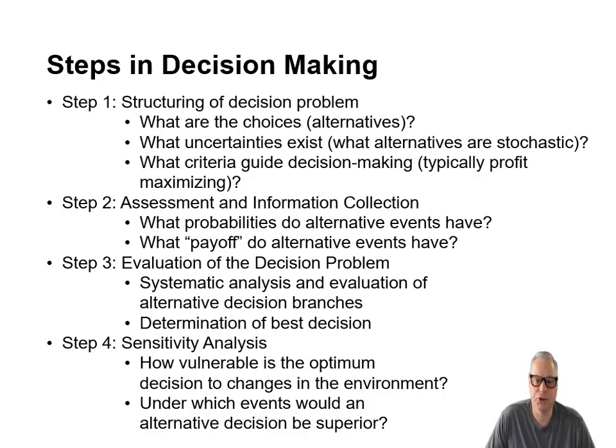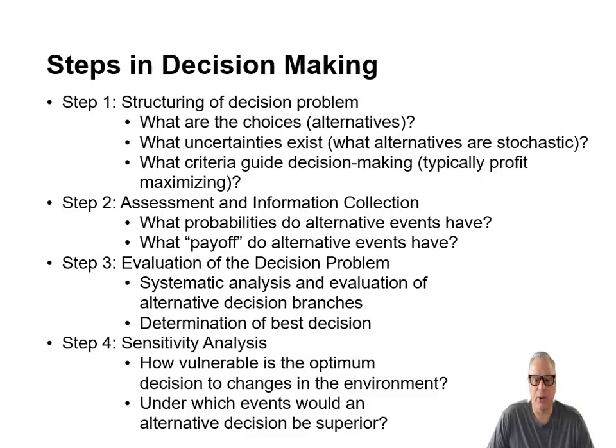After you structured the problem, you need to move to the second step, which is assessment and information collection. That includes what probabilities alternative events have and what payoff alternative events have. Then at step 3, it slowly gets interesting. You need to evaluate the decision problem, which means you conduct a systematic analysis and evaluation of alternative decision branches and ultimately determine your best decision.